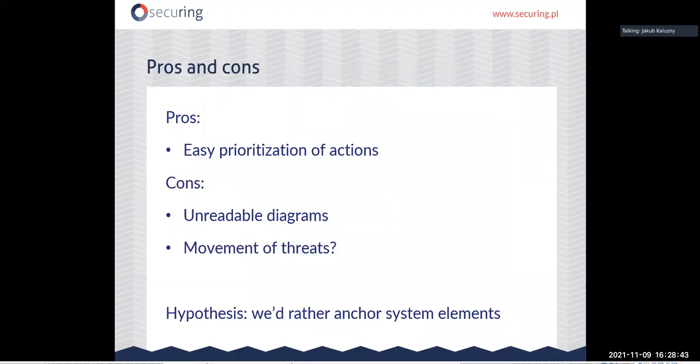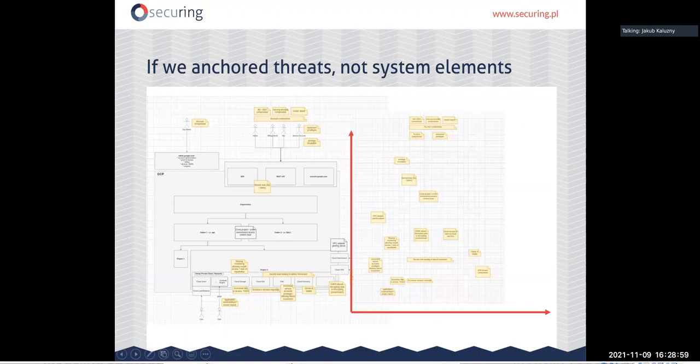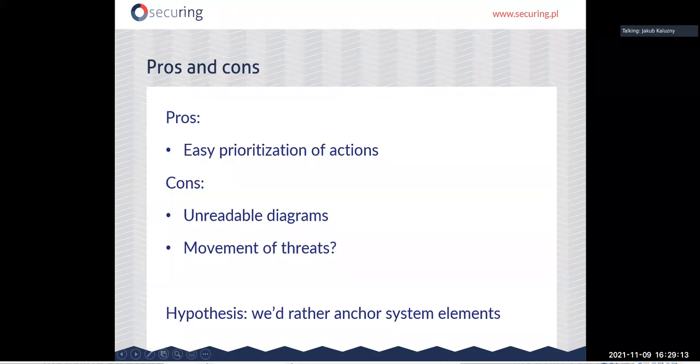Okay, so the pros and cons of this is that if you use threats as anchors, the key elements on the map would be threats, then you can easily prioritize issues. Because if you align those threats within the exploitability or generally risk value, then you can easily take groups and put some priorities based on the position on the map, which is cool. But at the same time, you get unreadable diagrams, and movement of threats doesn't mean a lot to the people that are responsible for this system.